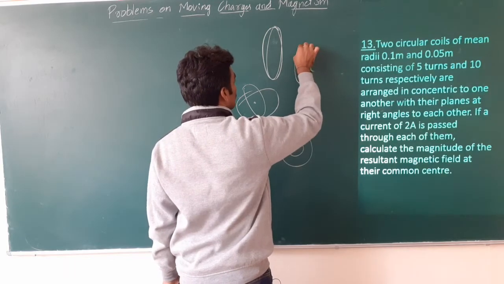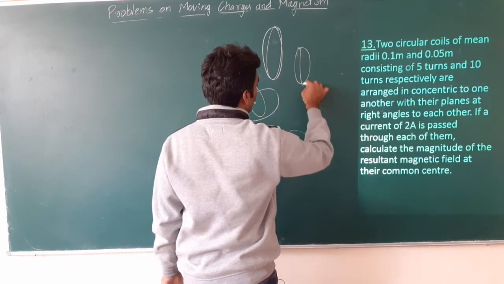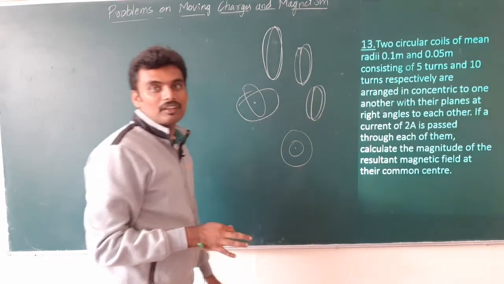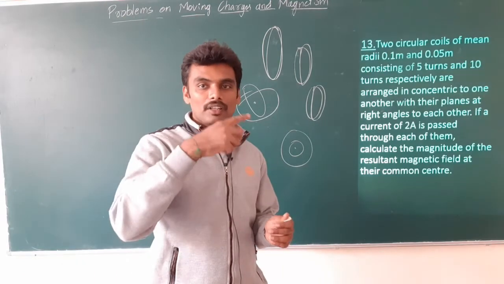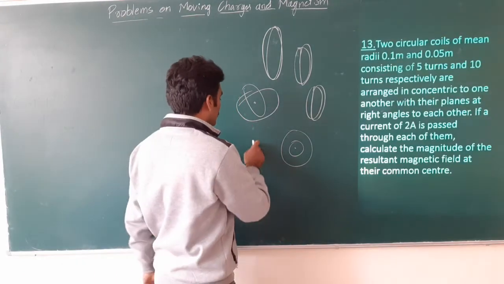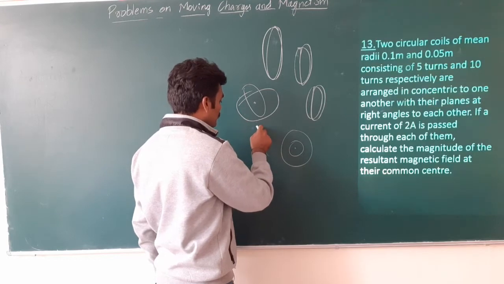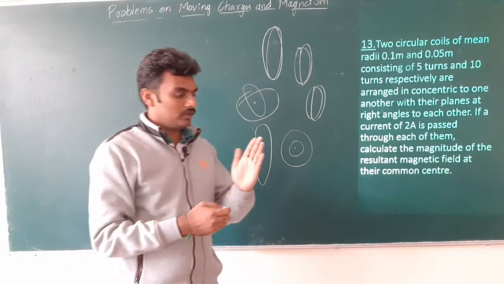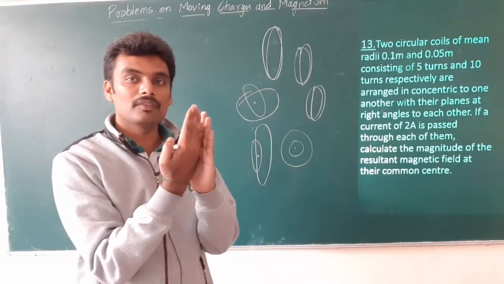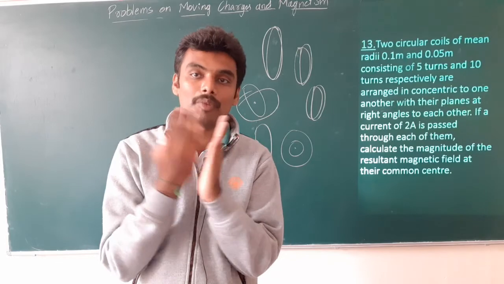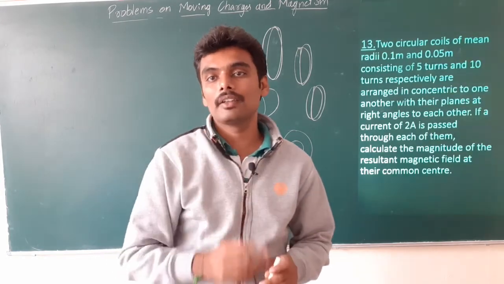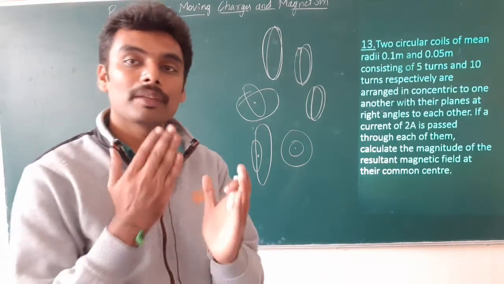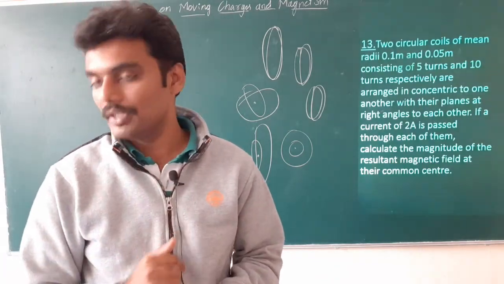Right, so it's difficult to draw. Let me try. You can assume somewhat like this. Two circles, even this is fine. One like this, the other like this, both with the same center. So one circle will be like this, the other circle will be like this. The planes are perpendicular. Their center is one and the same, but the planes are perpendicular to each other.